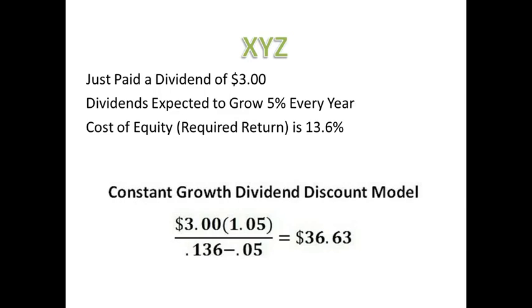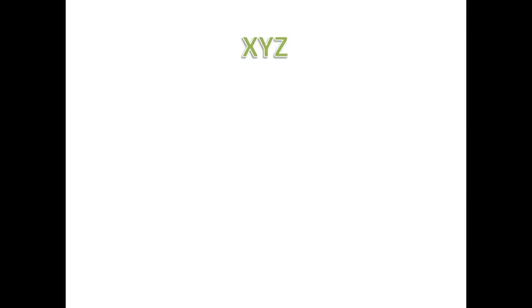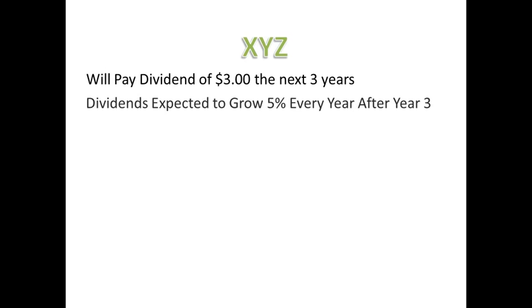When valuing a stock, you can mix the dividend discount model with the constant growth dividend discount model. For example, let's assume that XYZ is going to pay a fixed dividend of $3 for the next 3 years. And after the third year, XYZ's dividend is expected to grow by 5%. The required rate of return is still 13.6%, and the risk-free rate is still 4%. How would we find the intrinsic value of XYZ stock today?